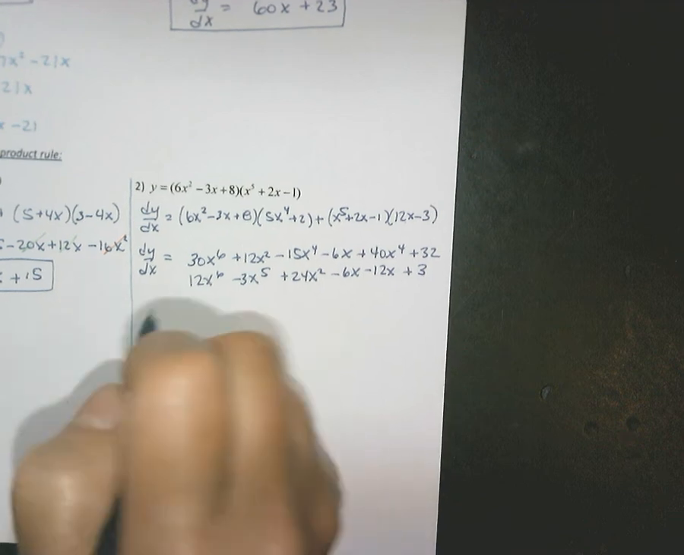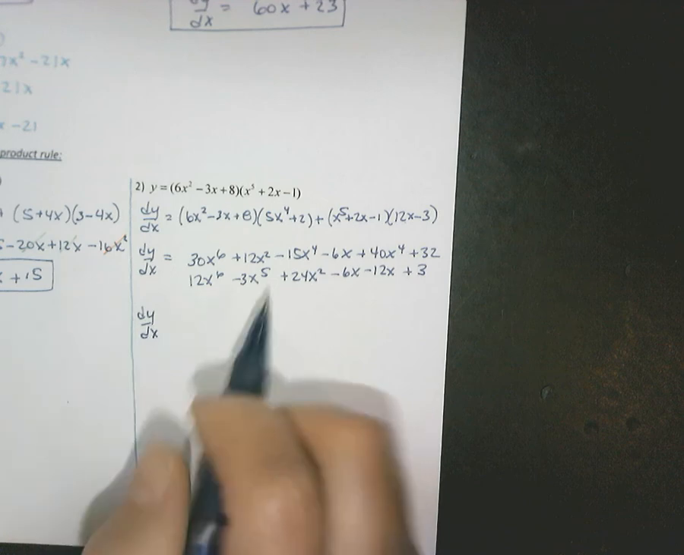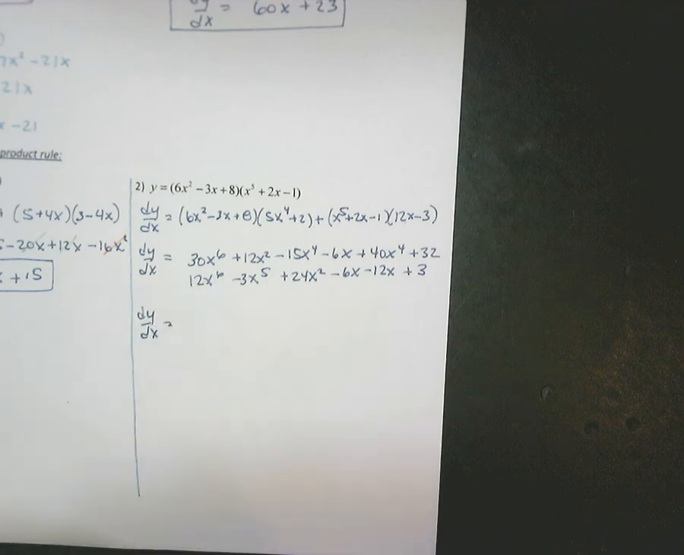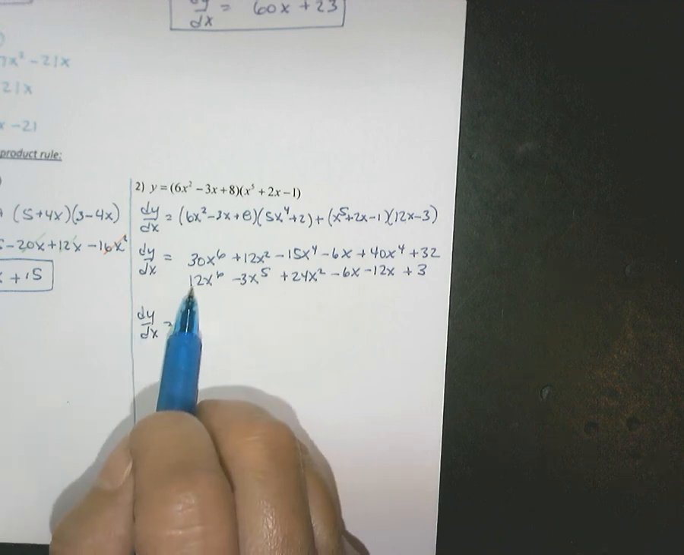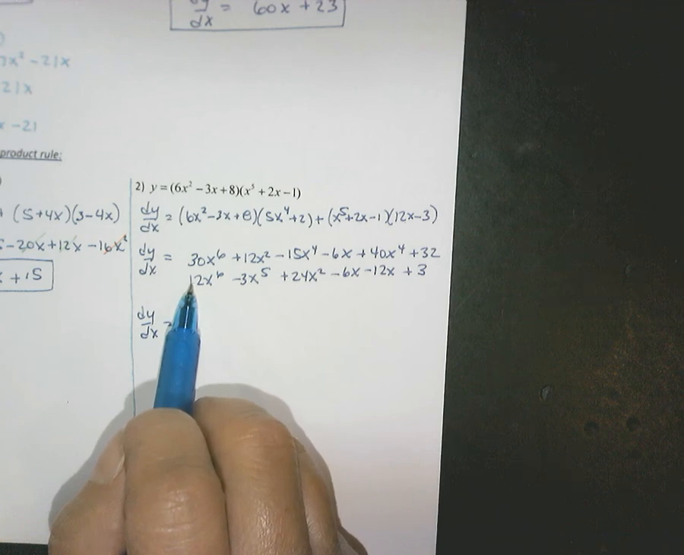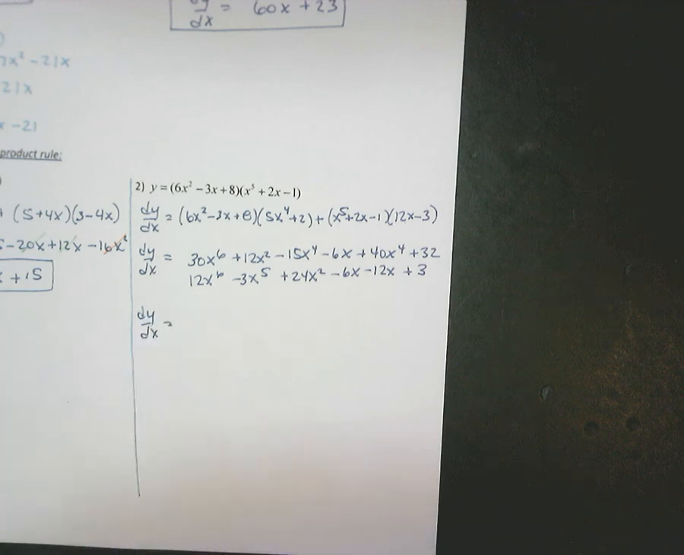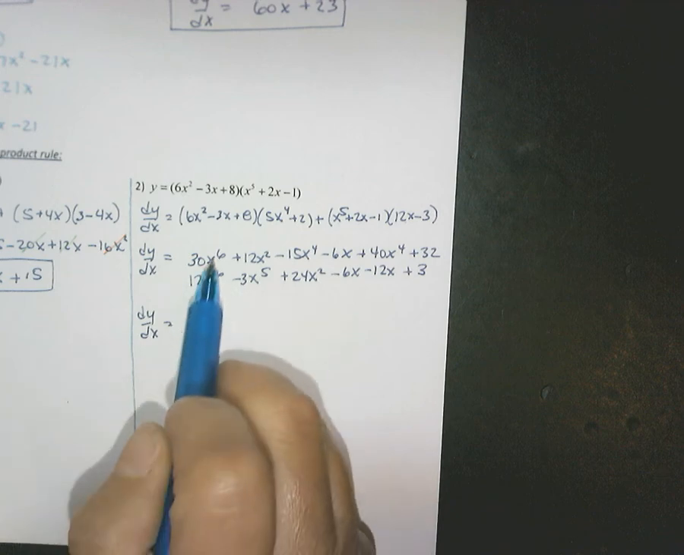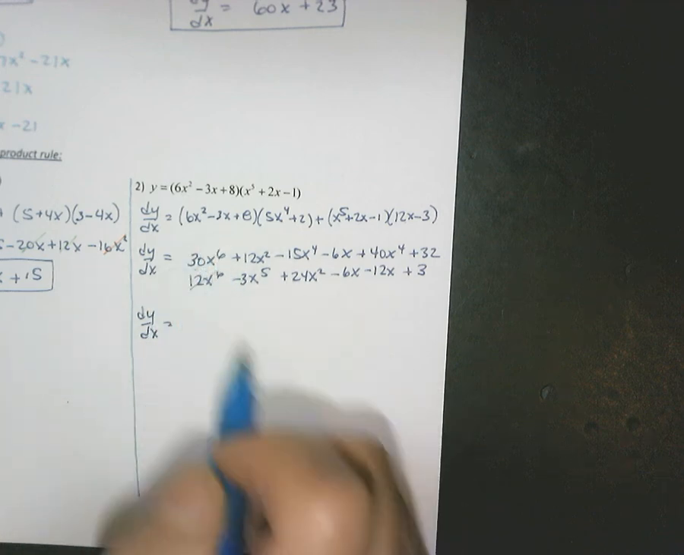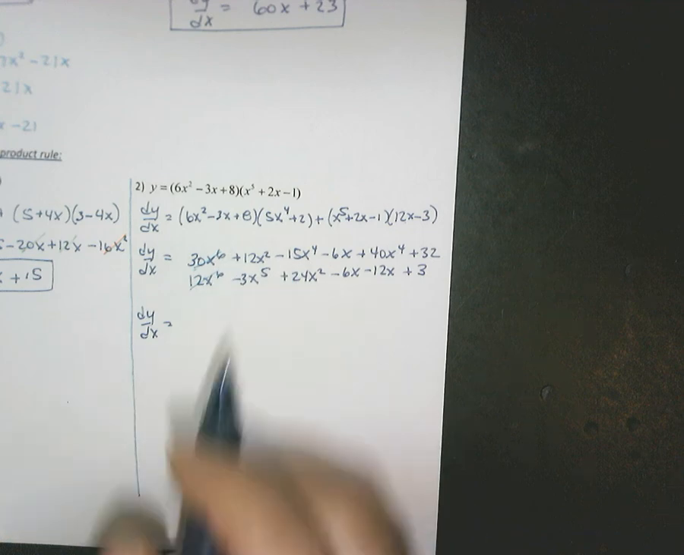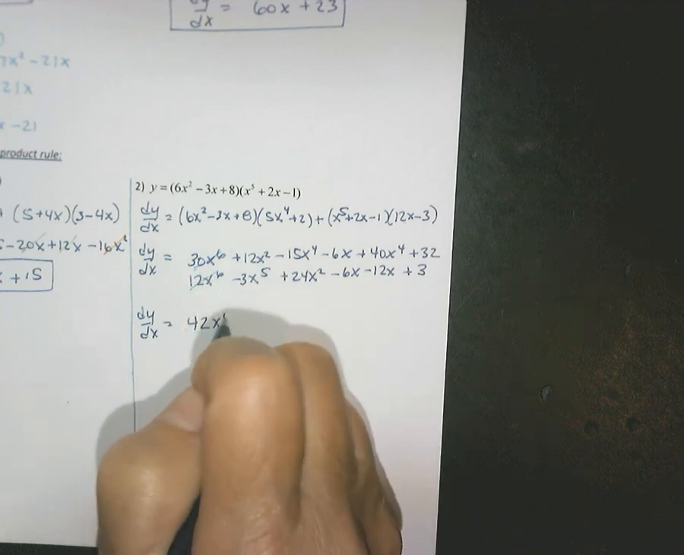So now I'm going to clean everything up. So all my x to the sixths. This should be my only one right here. Nope, there's more. Thought I had another one. Oh, it's right here. Yeah, 30 and 12. So those two combine. It's 42x to the sixth.